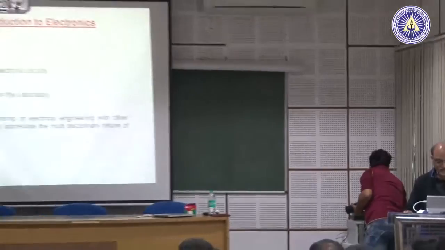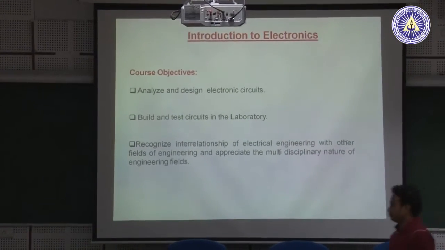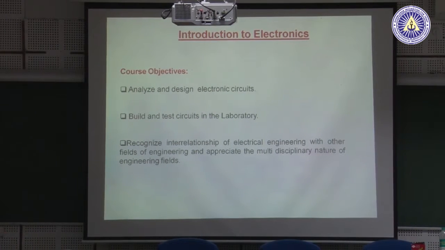These are obvious: analyze and design electronic circuits. That's the first obvious objective. Build, along with this particular course, we have a lab attached. So build and test circuits in the laboratory. And the last one, recognize the interrelationship of electrical engineering with other fields of engineering and appreciate the multidisciplinary nature of the engineering fields in general.